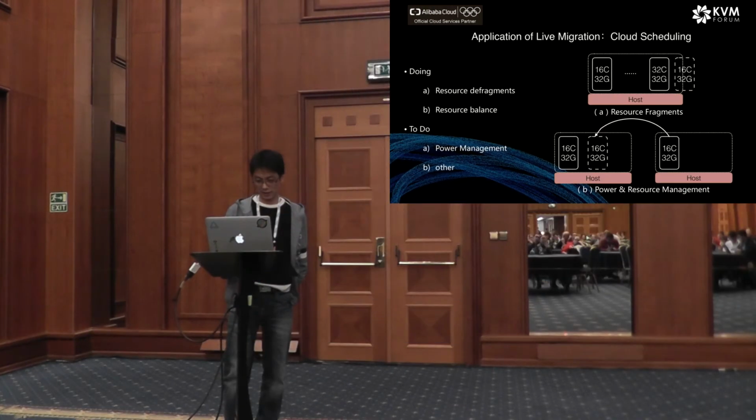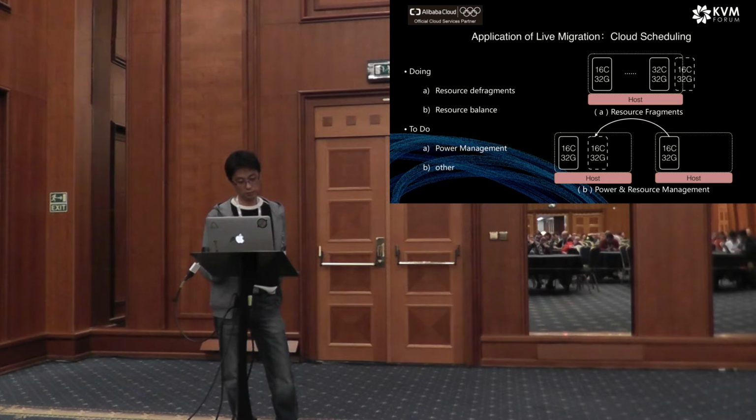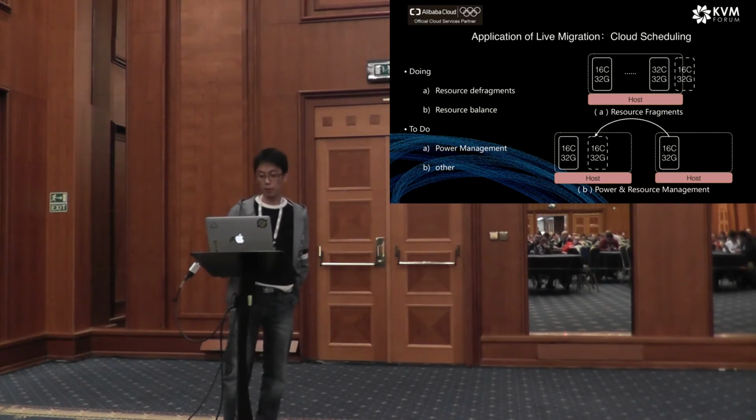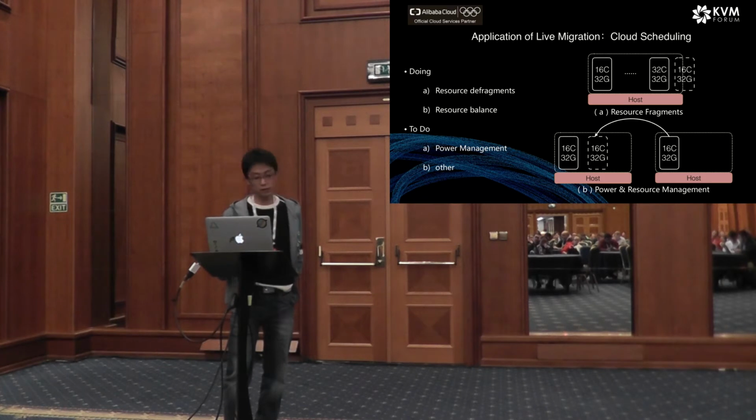We've also tried some advanced cloud scheduling technologies in our cloud, like resource defragmentation and resource balance. Resource defragmentation means that from the view of the cluster, we still have plenty of unused resources. But when we try to allocate a VM that requires more CPU and larger memory, we cannot find an available host in the whole cluster because the resources have been fragmented. Live migration allows us to reorder the location of the VMs in the cluster, and thus can help us to increase the usage of the cluster.